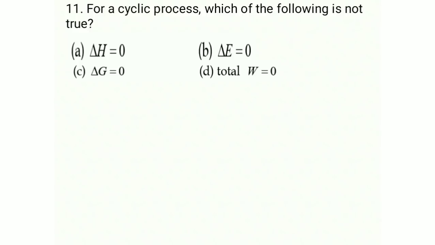Then for a cyclic process, which of the following is not true? Remember, delta H is equal to 0, delta E, nothing but delta U, the internal energy, is also 0, delta G is also 0, but definitely there will be some work taking place. Hence W is equal to 0 is not true. So the answer for this is D.